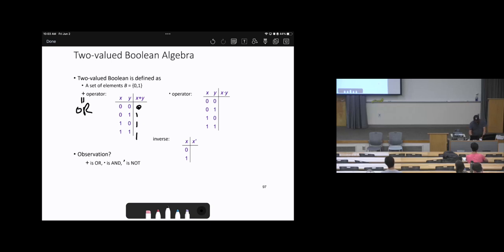How about the dot operator? It is close to AND, which is 0 AND 0, 0; 0 AND 1, 0; 1 AND 0, 0; 1 with 1 will be 1. So it looks like multiplication also. So again, plus is OR, dot is AND, and the inverse is NOT. So the inverse, x or x bar, makes 0 become 1 and 1 become 0. We all know this, so there is nothing new.